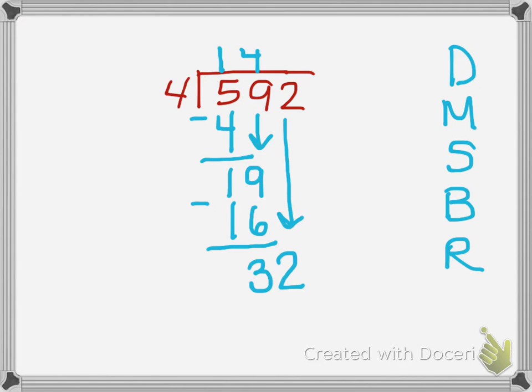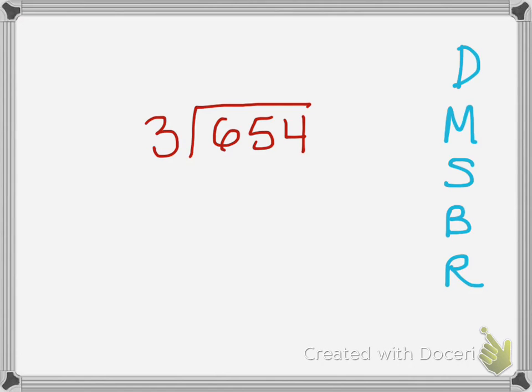4 goes into 32 8 times exactly. 8 times 4 is 32. Now we subtract, and we get 0. Brother would tell us to bring down again, but there's nothing left to bring down. And because Rover tells us that we only have to repeat if we brought another down, then we are done. And we have no remainder. 592 divided by 4 was exactly 148. Let's try another.